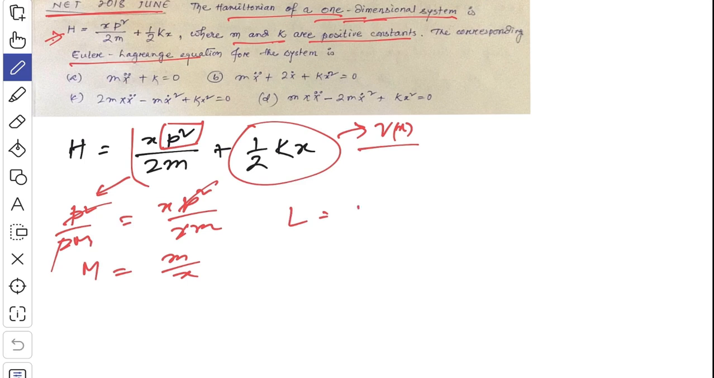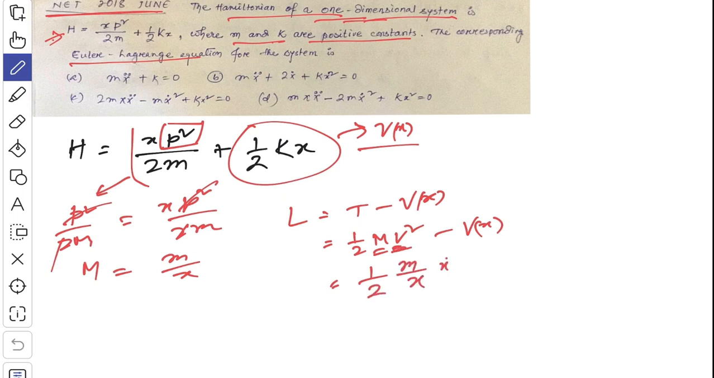We know L is equal to T minus V. T is considered to be half m v square, where v represents velocity, and V of x is the potential. So let us replace m by small m by x. We get T as m by 2x times x dot square, where x dot is the velocity, and the potential is nothing but half kx. Hope you have understood this. So we have got the Lagrangian here.